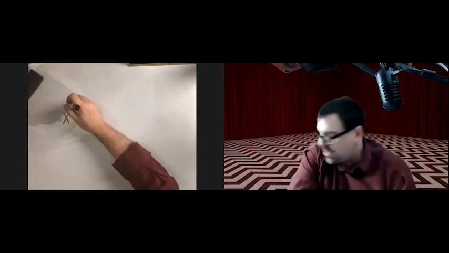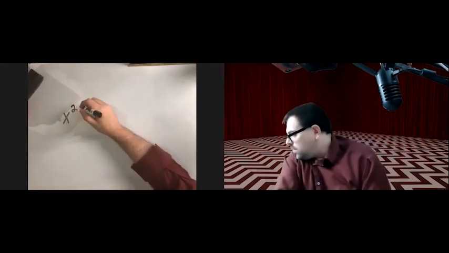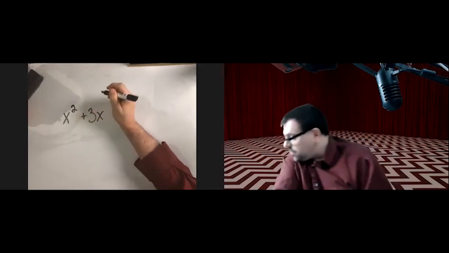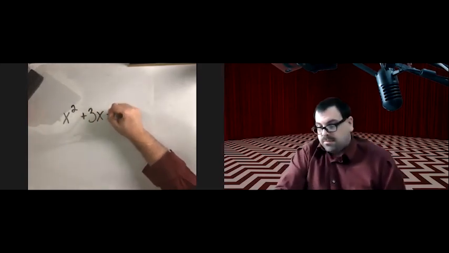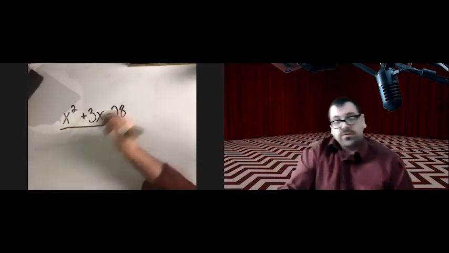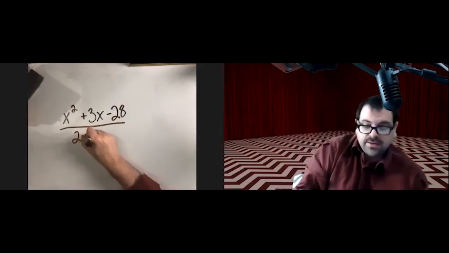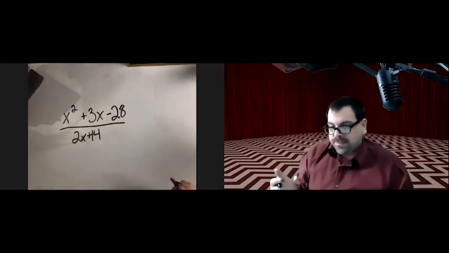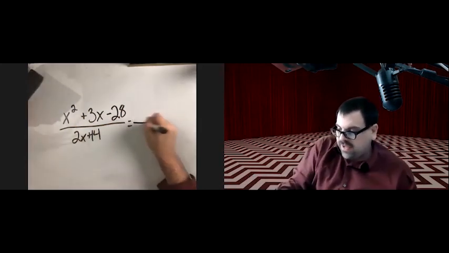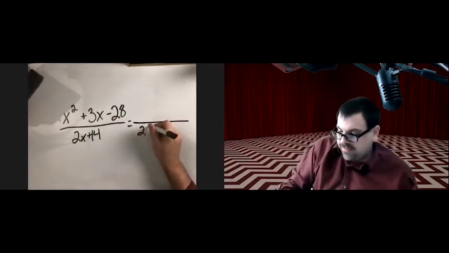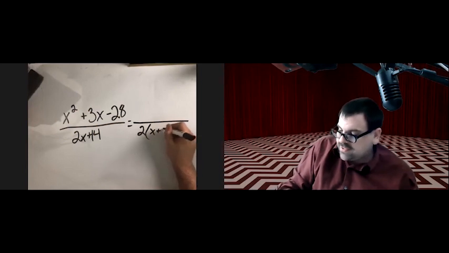Let's reduce x squared plus 3x minus 28 all over 2x plus 14. Well, if I factor the top and I factor the bottom, I can factor out a 2 on the bottom. I'm left with x plus 7.